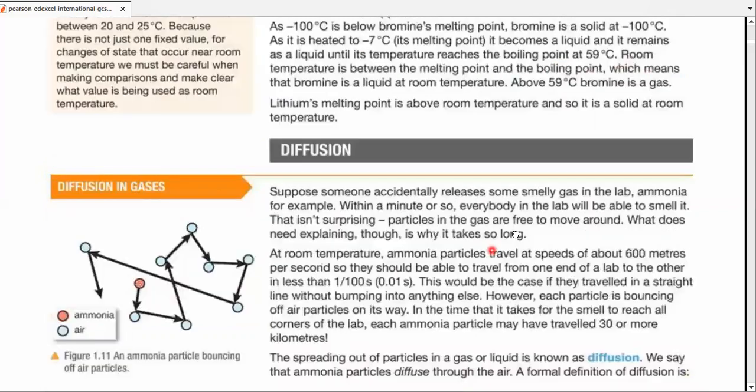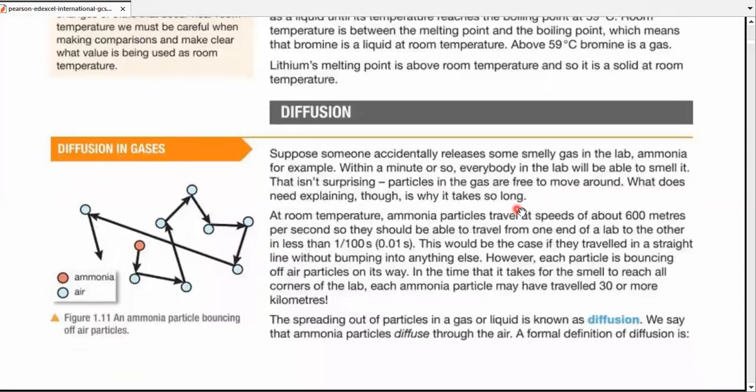We have another important topic on the same page, diffusion. Now, diffusion is actually the random movement of particles. That can be gaseous particles or liquid particles. By this random movement, they are able to move through an area and spread out until they are evenly spread in an area. That's how we define diffusion.